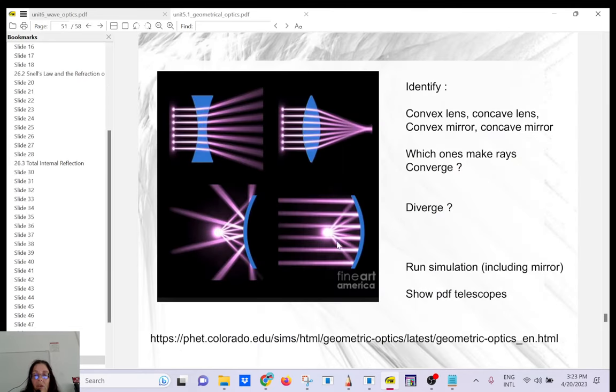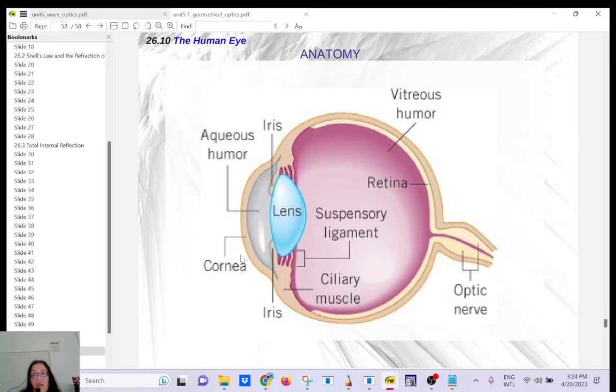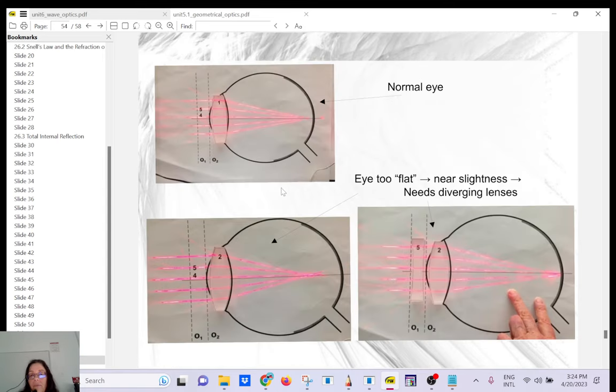So, about the eyes. Okay, you have converging lens, diverging lens. You can have the same thing with mirrors. Here it's a concave mirror, and it's a convex mirror there. So this is our eye. Here we have the lens. Okay, it's like a converging lens. It works also with the liquid there, making things converge.